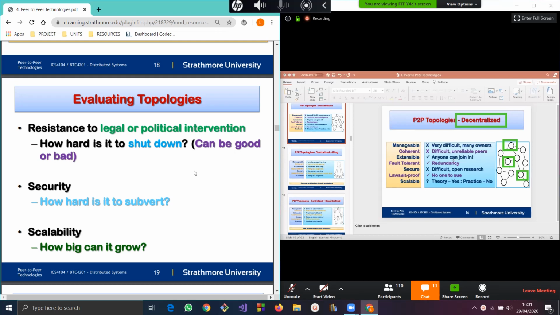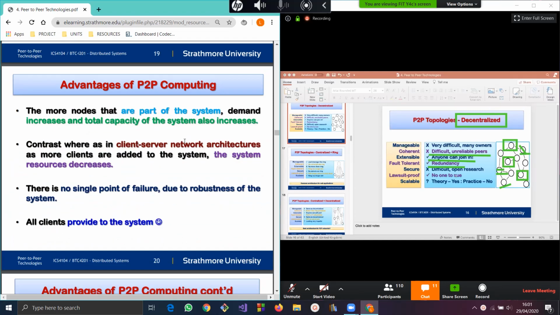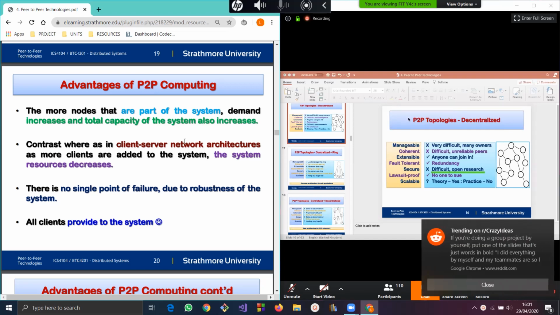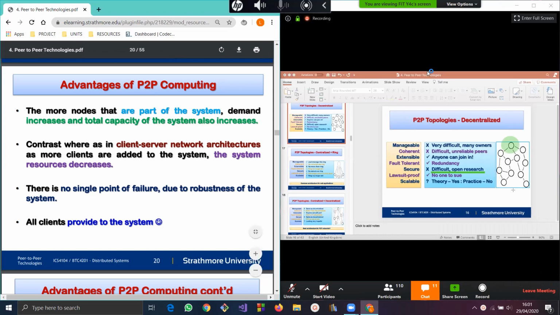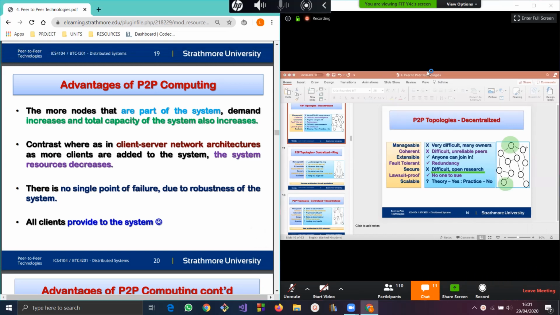Extensible, yes, of course, anyone can join. Tolerance, yes, redundancy. So this one here might be doing the same services as that one. I can be able to get a file from somewhere around here. So that means that there's redundancy. Secure, difficult. But it's a research area that is being done also there. Difficult because if you try to secure maybe this one, what about this one here? It's still connected to all the others.